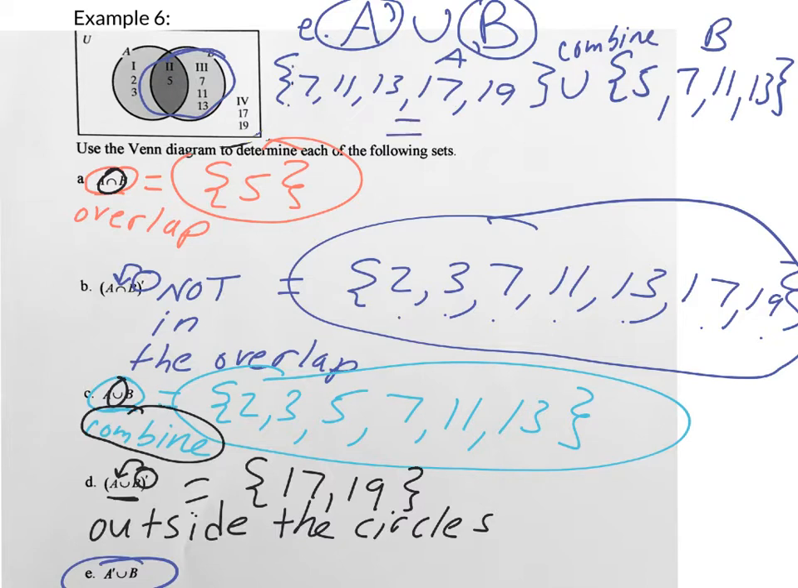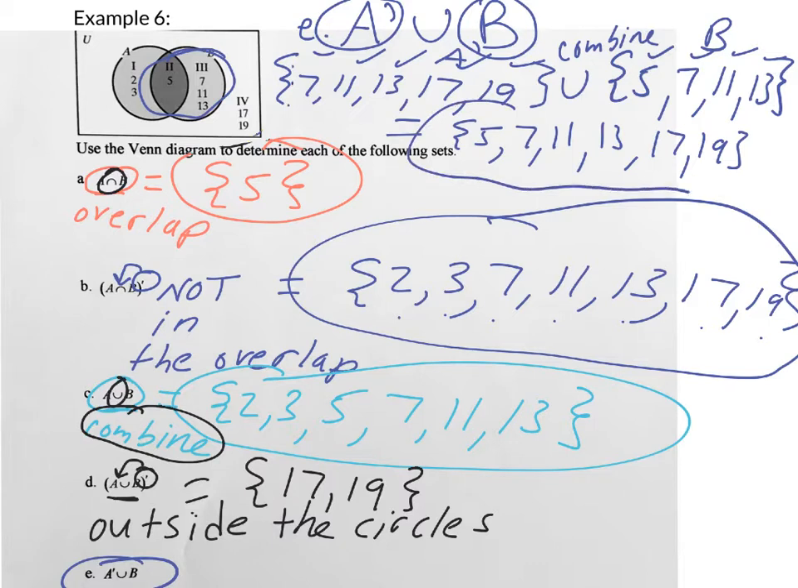So between the 2 sets, we have a 5. Check as I go. We have a 7, an 11, a 13, a 17, and a 19. So that's the final answer if you break it up into 2 steps. A complement united with B, when you combine those 2 sets together, you get a whole bunch of elements: 5, 7, 11, 13, 17, and 19.